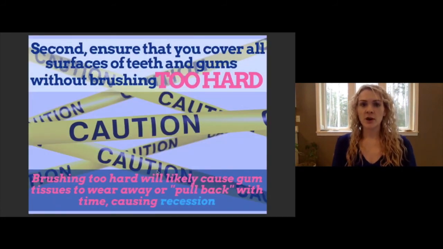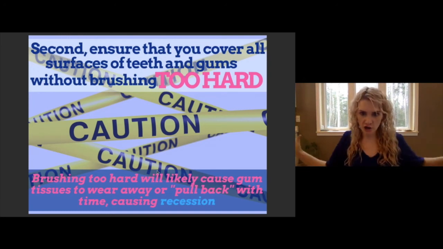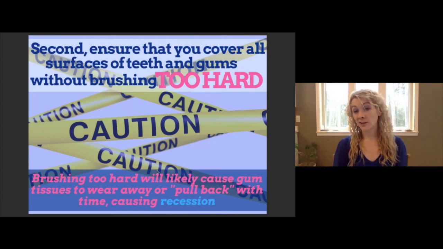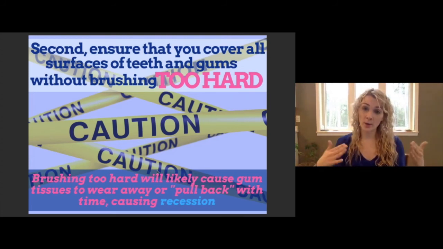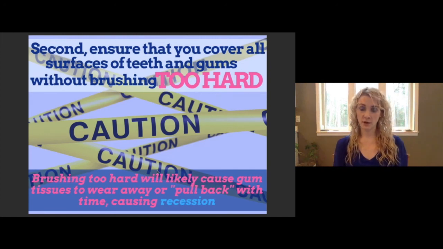Second, ensure that you cover all surfaces of teeth and gums without brushing too hard. Can you brush too hard? Absolutely. Caution! Brushing too hard will likely cause gum tissues to wear away over time or pull back from the teeth, causing recession.